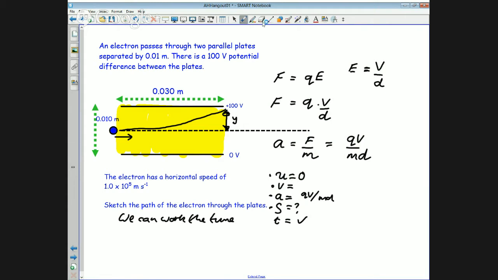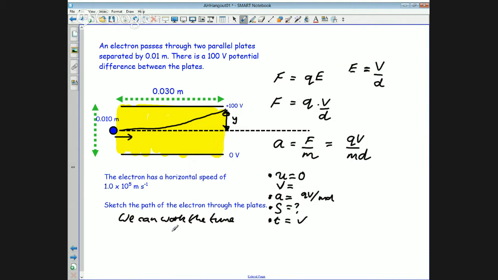Therefore, all we have to do after that then, if I can just rub that part out, we don't know V at all, so we won't be able to use it. So we know the time the electron is going to move through the field, and therefore we know the acceleration as well. So we've got the acceleration, we've got the time, we know the initial vertical velocity is 0, and we want to find a displacement.